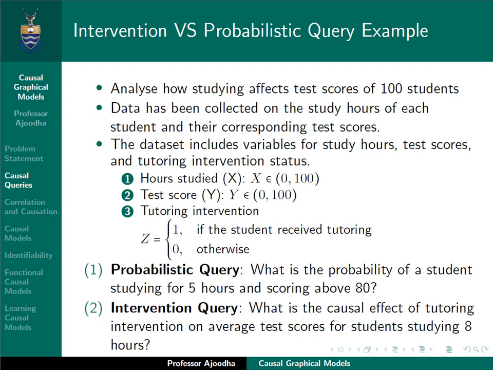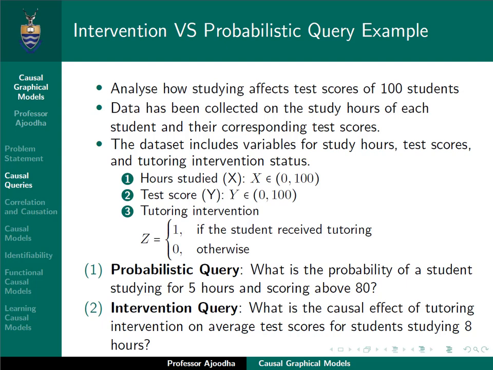So consider a very simple example involving students. Suppose we collect data on 100 students. We record how many hours each student studied. We record their test score and whether they received tutoring. So we have the variable x, which is the number of study hours, the variable y, which is the test score, and the variable z, which is whether the student received tutoring.